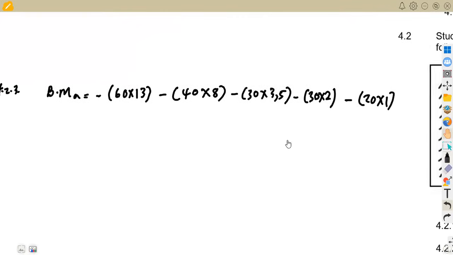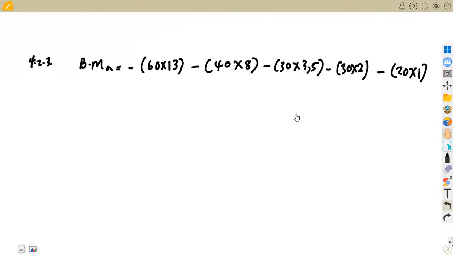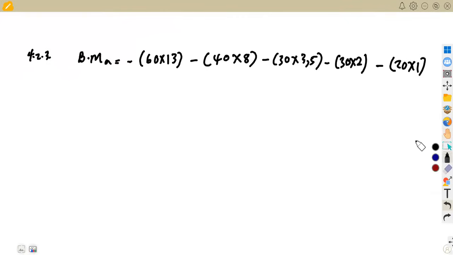Okay, so that is how we're supposed to have the bending moment at A, because of the distributed load, and there's a point load at the same time. So you're supposed to consider each stage by stage. All right, so this is going to give us negative 1285. So that's 1285 kilonewton meter in this case. So that's the bending moment at A.